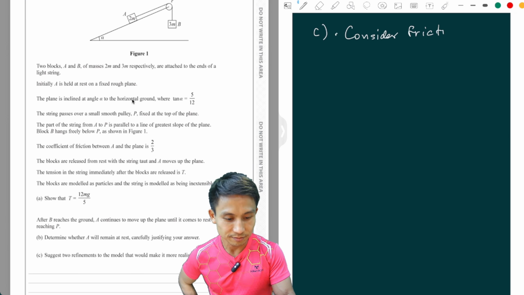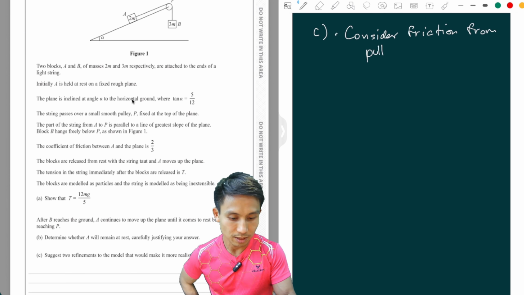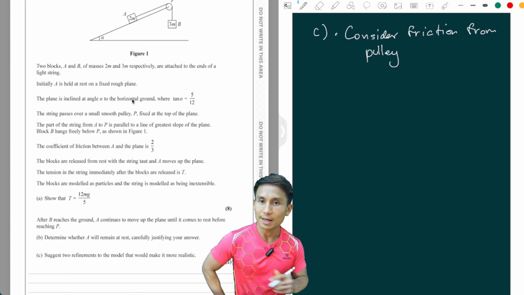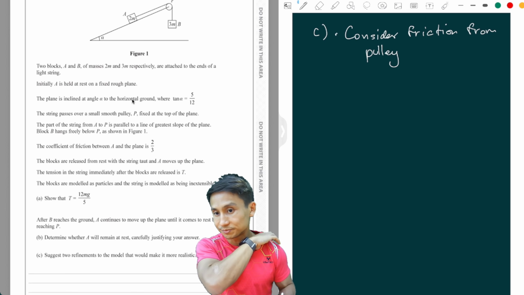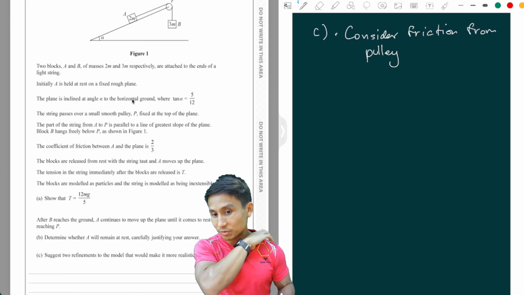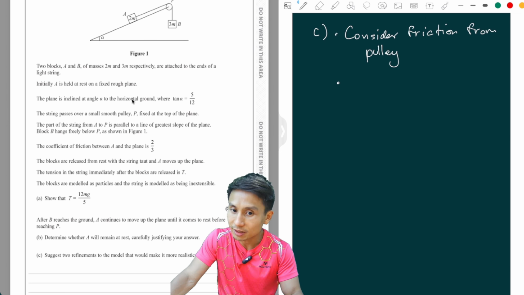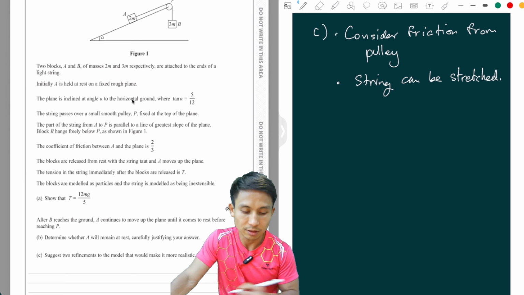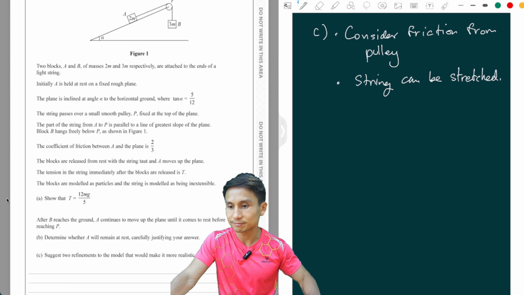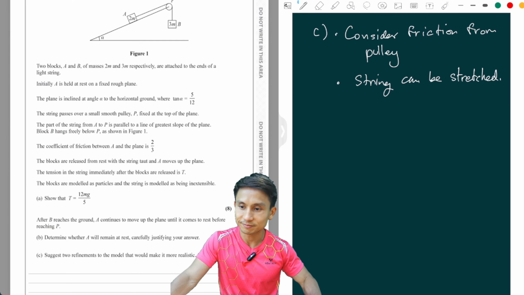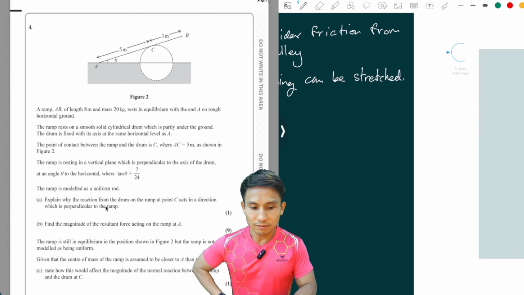So refinement is, if we consider friction from the pulley, yeah, and then second, that would make it more realistic. Yeah, I'll just say string can be stretched. Yeah, I'll go with that. So that's it. Next question, number 4.